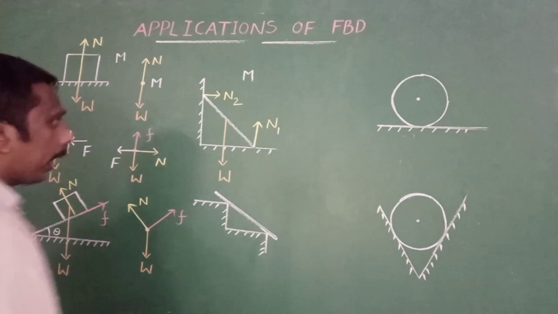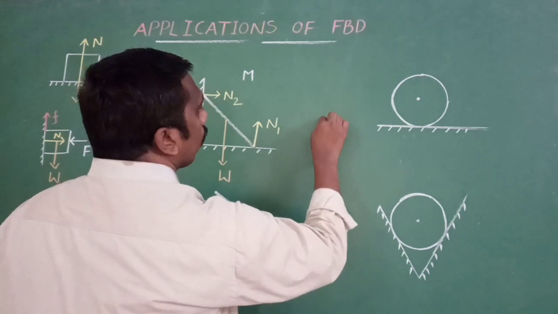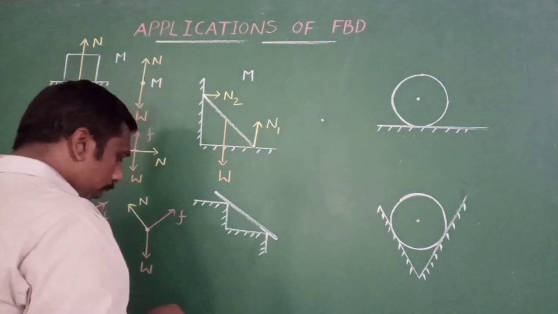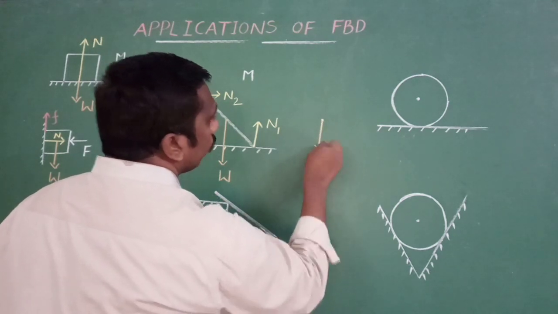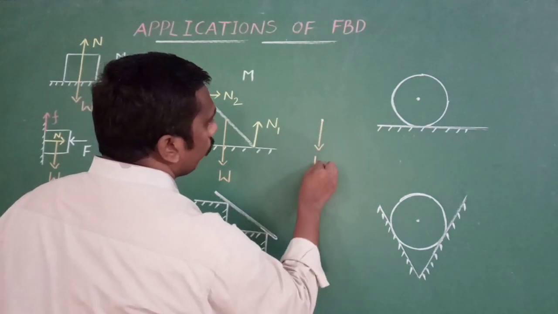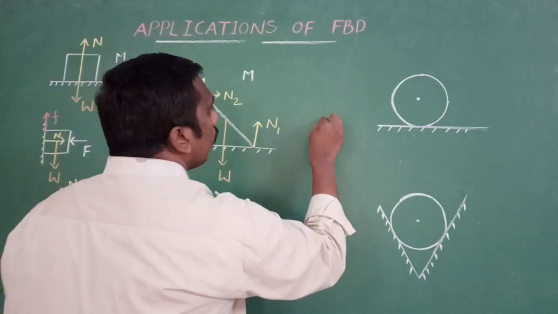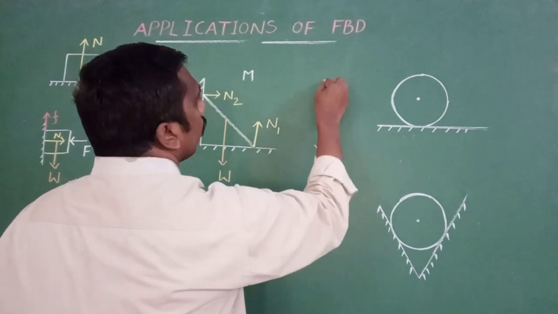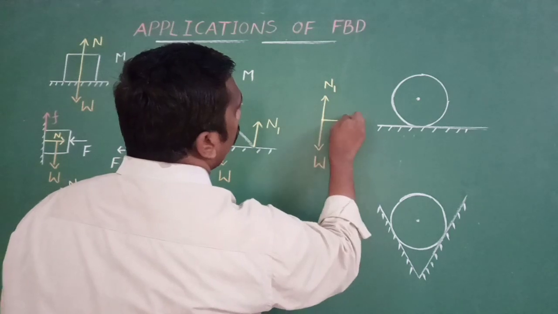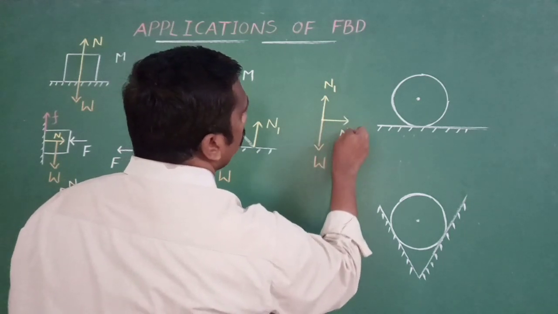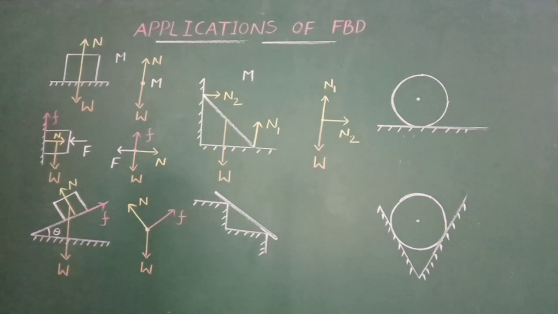If you draw the free body diagram for this rod, how many forces are acting on it? One is the weight W acting downward, and the second one is the normal reaction N1. N1 acts vertically upward, and N2 acts along the horizontal direction. This is the free body diagram of this rod. Forces act like this.